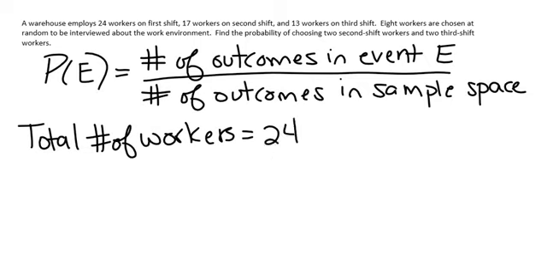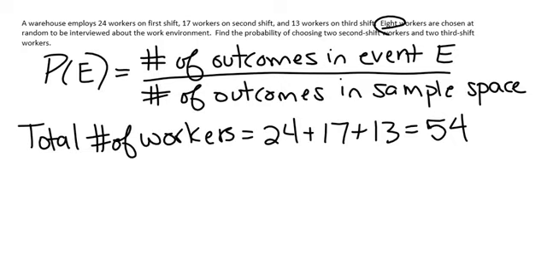is 24 plus 17 plus 13, which is equal to 54. And out of these 54 workers, we're going to choose 8. When I'm working these problems, if I can ever come across a phrase where I can say 54 workers, choose 8, I automatically think combinations. And most of the time that is correct.